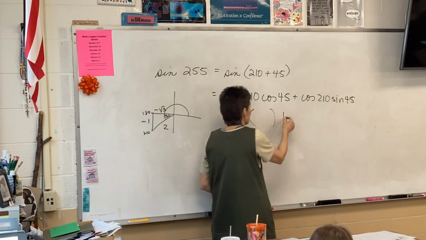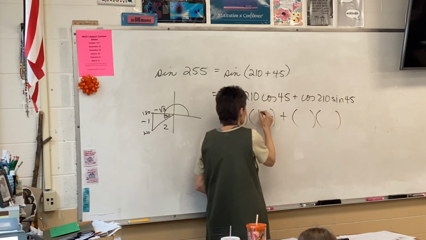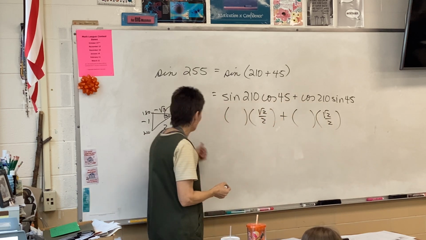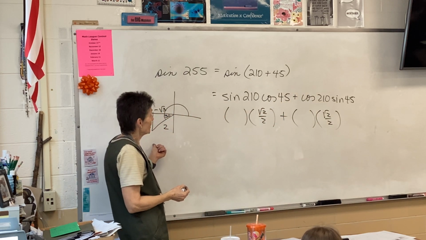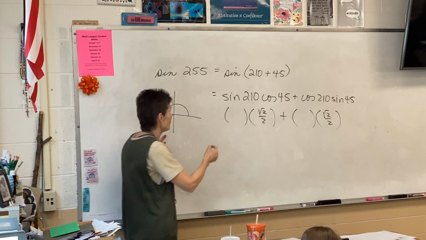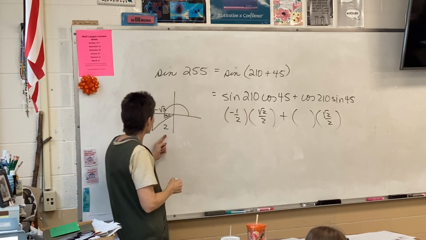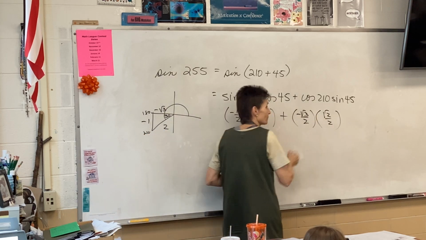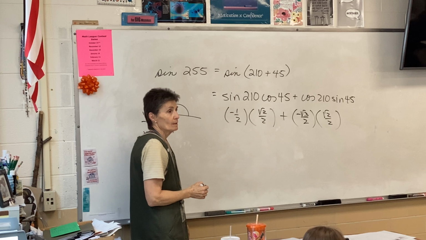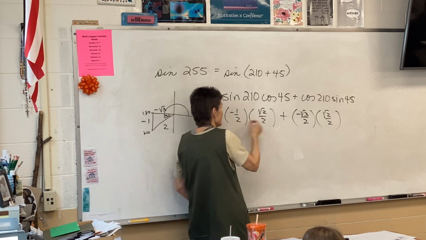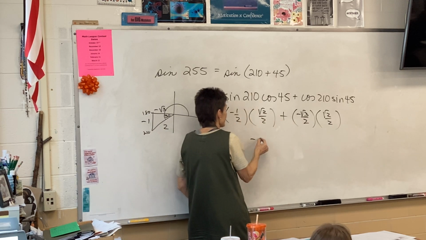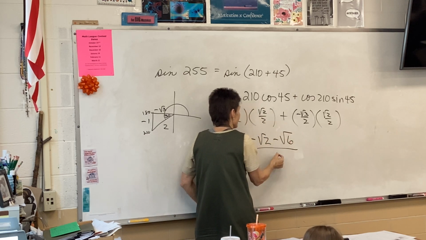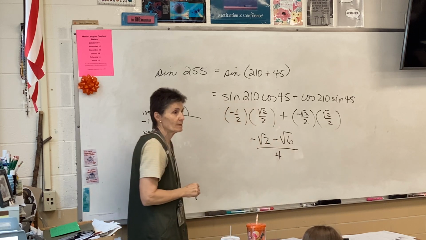We know that the 45s are root 2 over 2. Then we look over here. The sine is negative 1/2, and the cosine is negative root 3 over 2. And then we multiply each piece. So this is negative root 2 minus root 6, all over 4. Your common denominator is 4.